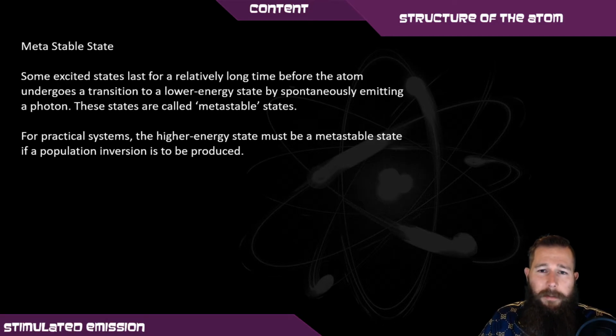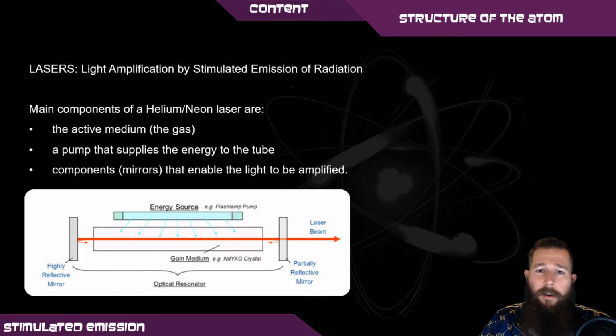Another definition is metastable state. This is when the electrons in the higher energy levels stay there for a little bit longer than normal. Some atoms have energy levels that are metastable states, where most of the time the electrons at those levels would like to return to the ground state straight away. Now, for practical reasons, to achieve population inversion, a metastable state is required. Laser is actually an acronym, and it stands for light amplification by stimulated emission of radiation.